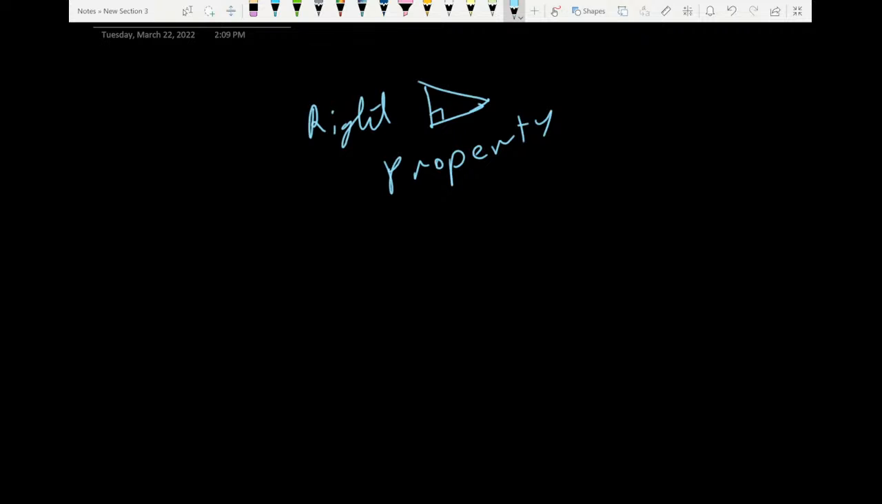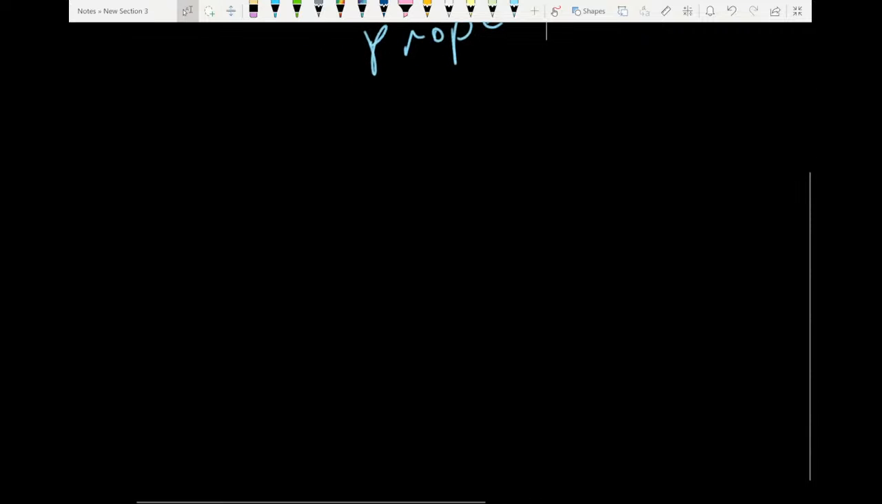So we're looking at right triangle properties. One of the things we'll look at, and you guys already know this.